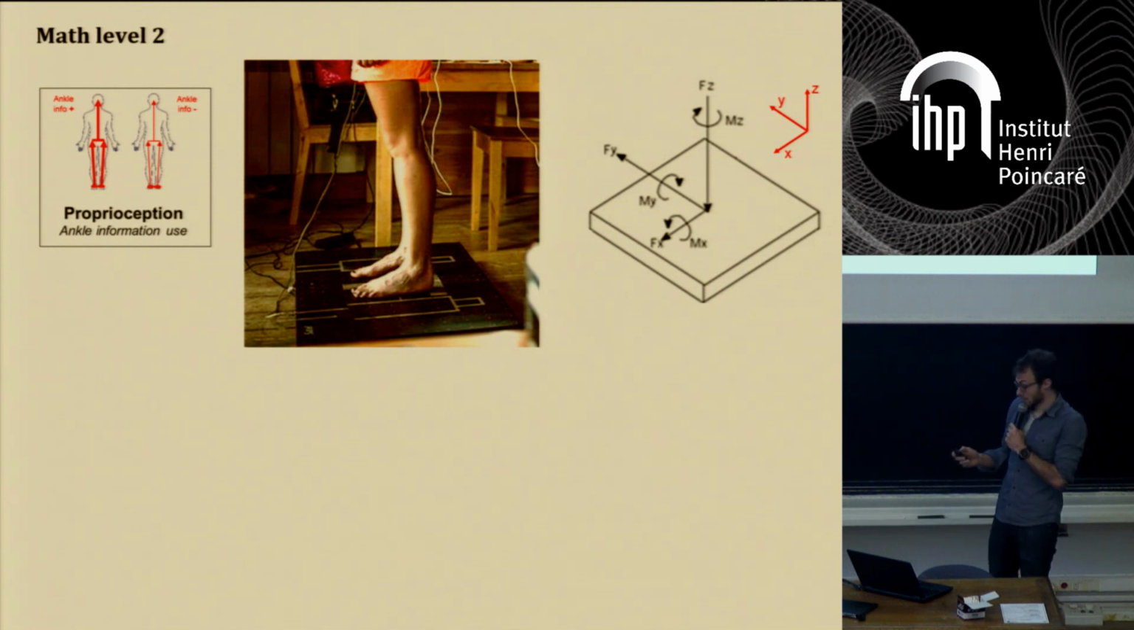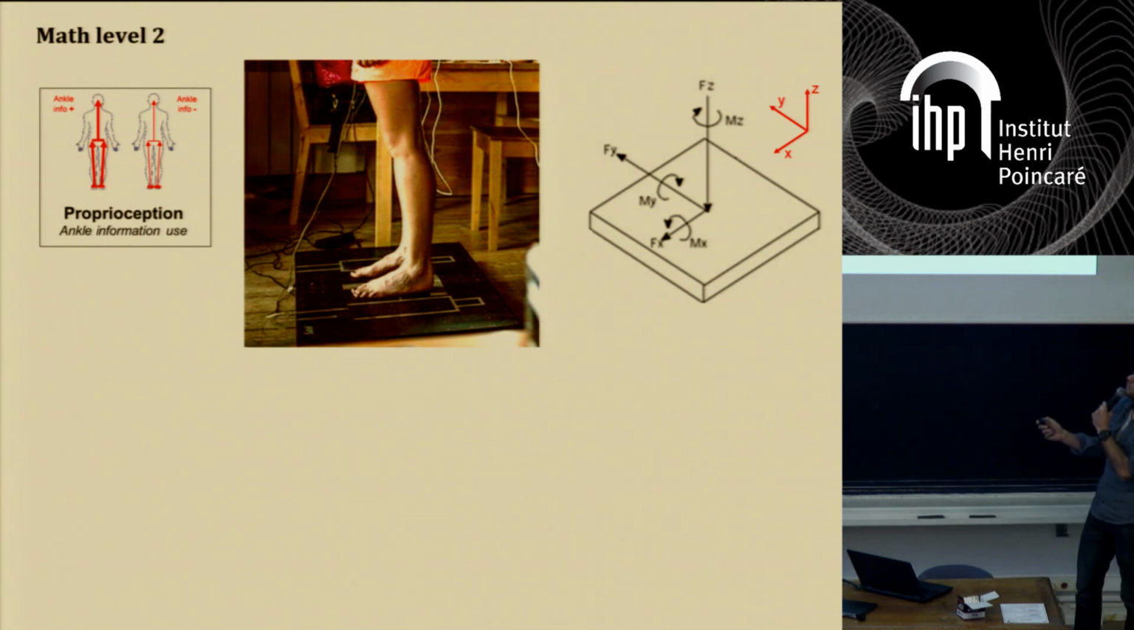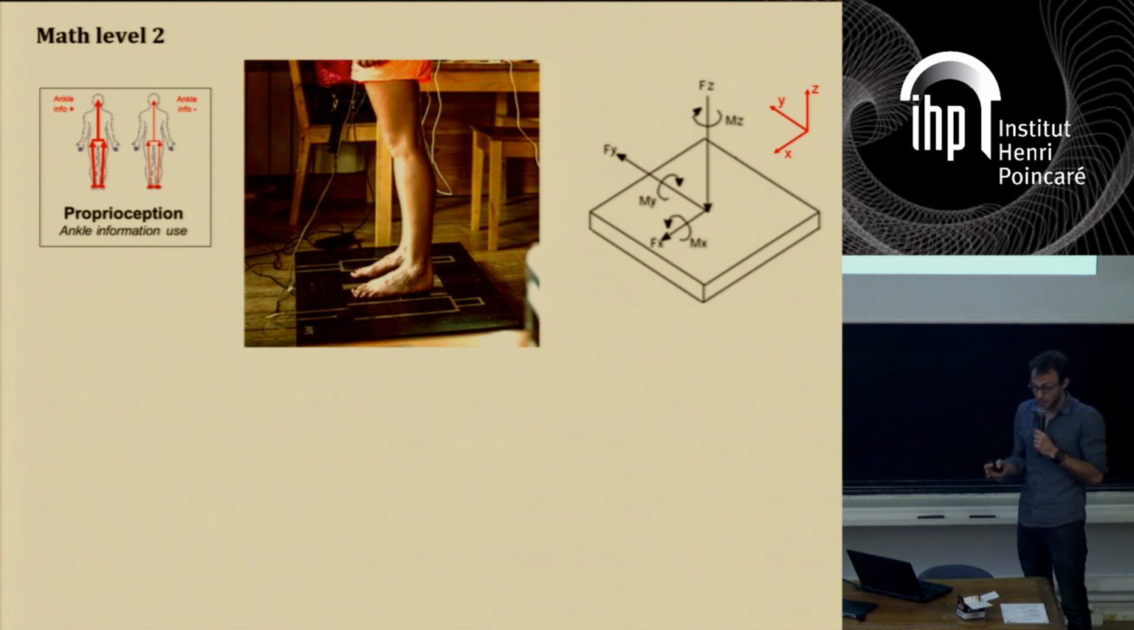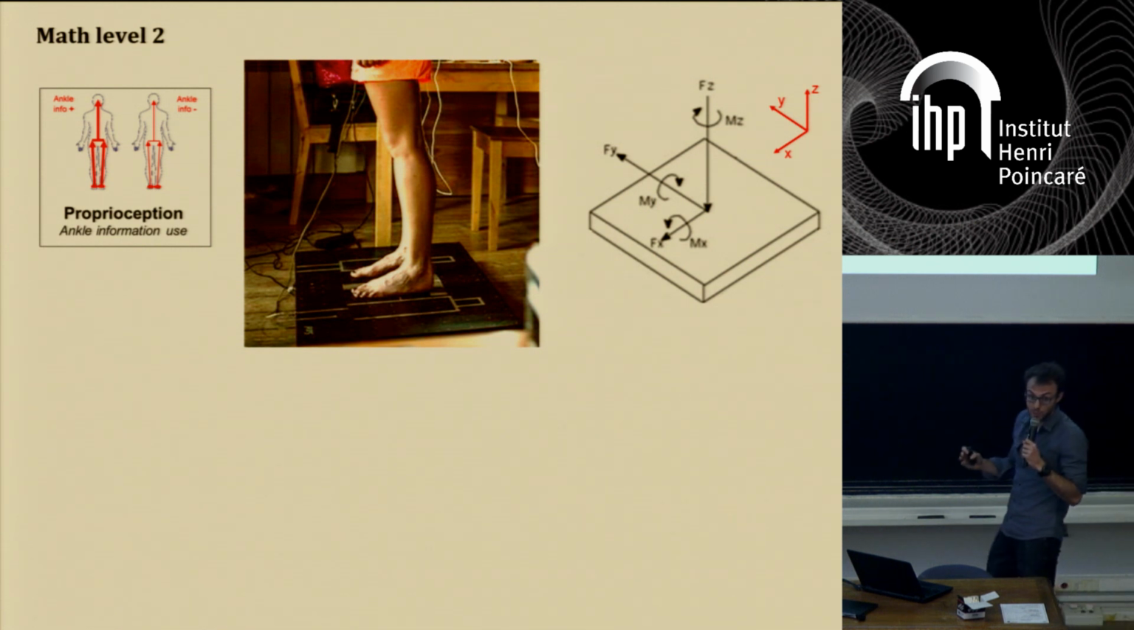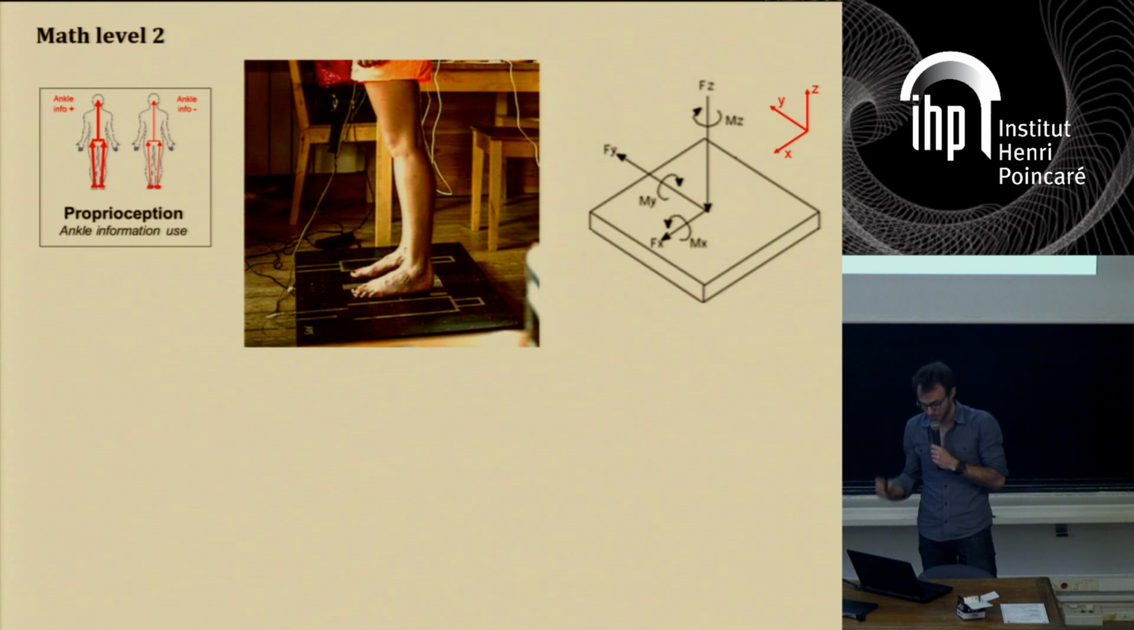How do we do that? We put the runners on a force platform over there. Here there is a schematic representation of what a force platform is. And the important thing is that we get from this force platform 6 parameters: the forces in the 3 dimensions and the moments around those 3 axes.